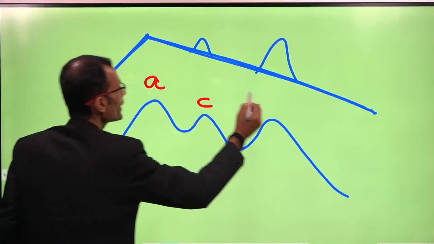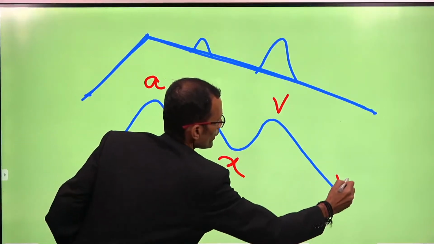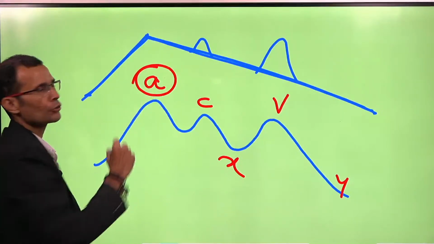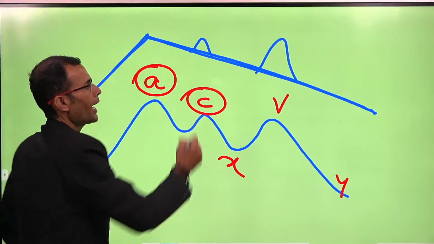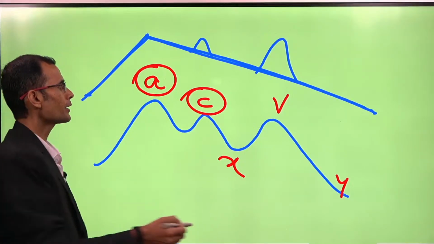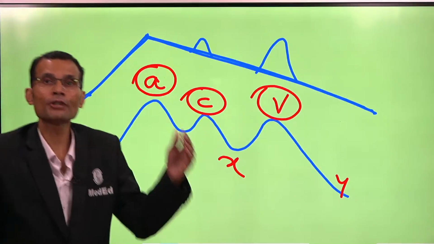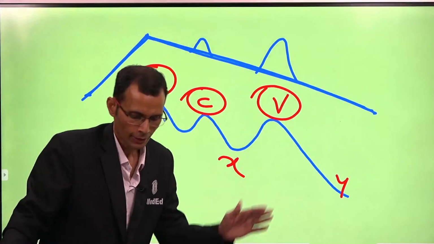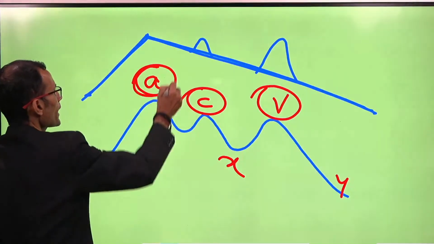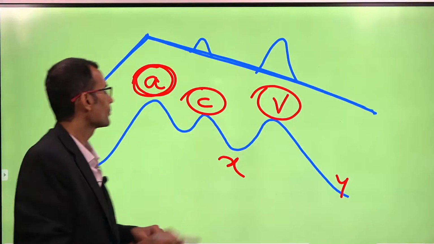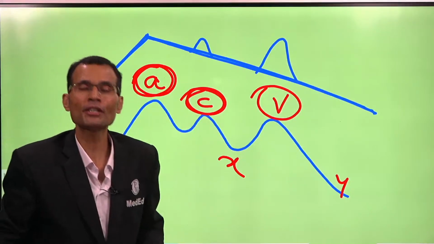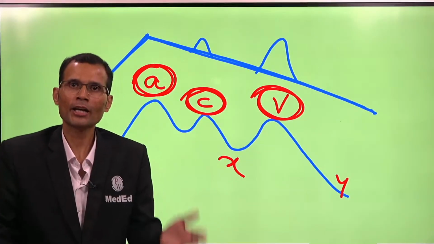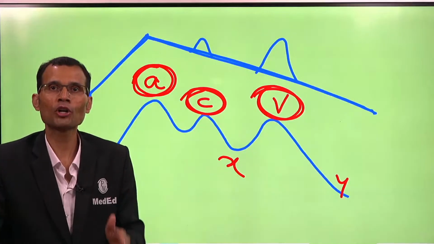A, C, V, X down slope, Y down slope. So A stands for atrial systole, C stands for isovolumic contraction of the right ventricle, V stands for venous blood accumulated during isovolumic relaxation. Okay, repeat this in your mind. A stands for atrial systole. C stands for isovolumic contraction of the right ventricle. V stands for venous blood accumulated in the right atrium because of isovolumic relaxation.